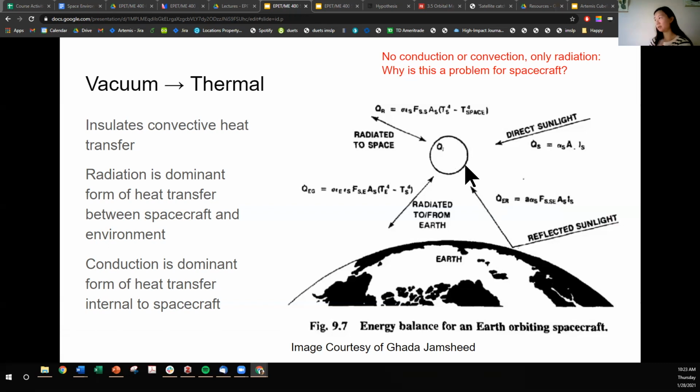So that's the external transfer. If you think about heat transfer internally to the spacecraft, conduction is the dominant form of heat transfer within a spacecraft. I got a question about why this is a problem for spacecraft. I wouldn't necessarily say that it's a problem, but it's just a different frame of thinking for how heat transfer happens. Because most of the interactions on Earth, because we have a dense atmosphere on Earth's surface, we usually think about heat transfer as convection and conduction. So it's not that it's a problem, it's just a different way of solving the heat transfer problem.